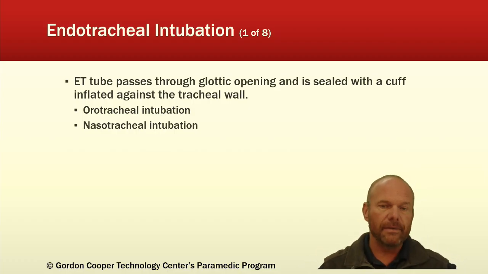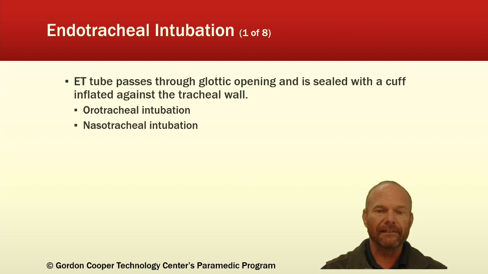So endotracheal intubation involves passing an ET tube through that glottic opening that we've already seen, that entrance to the trachea. The tube's sealed with an inflatable cuff against the tracheal wall to secure the airway and prevent aspiration. Within this, we have a couple of different types of intubation. We have orotracheal and nasotracheal.